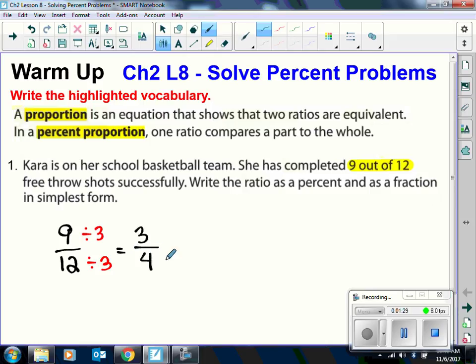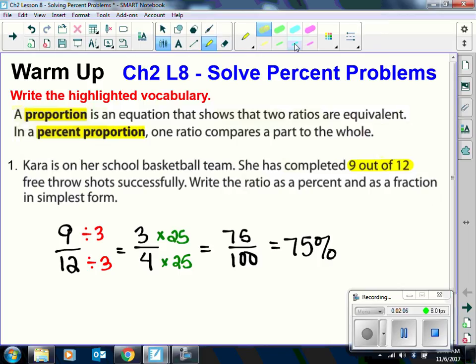3/4. Very good. Now, in order to change this to a percent, we want per 100, right? So the denominator we want to be 100. So what can I do with this 4? Very good. We can multiply by 25. So we'll do that in the numerator and in the denominator. So when we multiply that, that gives us 75 over 100, which is equal to, very good, 75%.